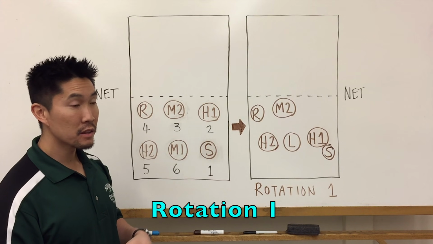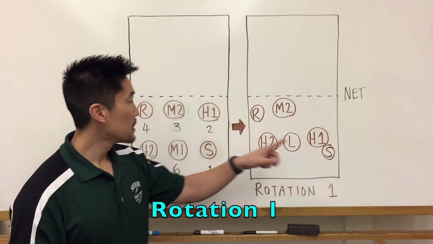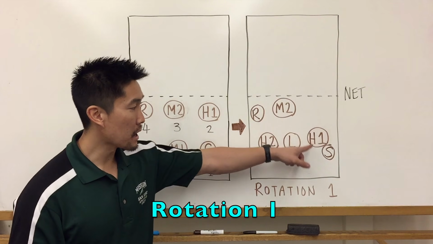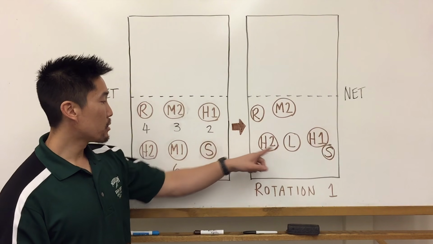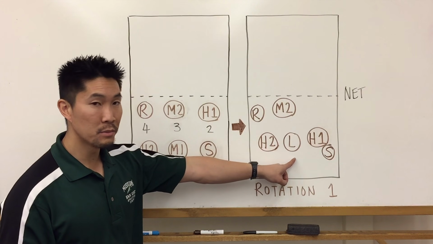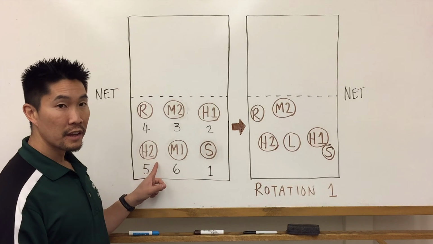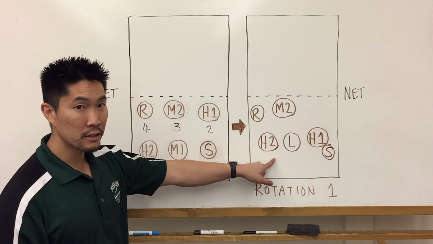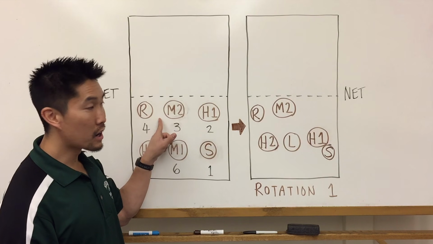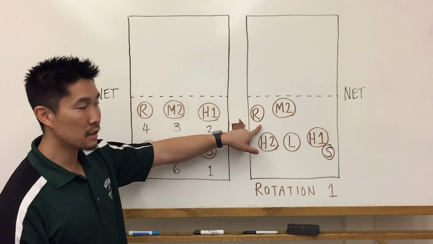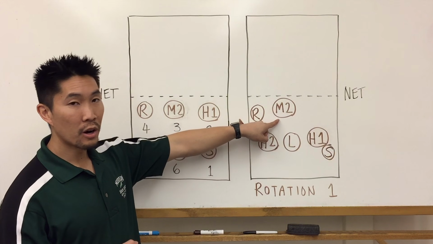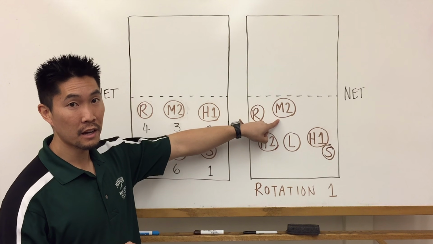In rotation 1, the setter stays back, the outside hitter shifts back to pass, the libero goes in for the middle to pass in the middle of the court, the H2 will stay where they are to pass, the right side hitter will hide in the top left corner to be ready to hit, and the M2 will also stay hidden in the middle front and not have to worry about passing the serve.